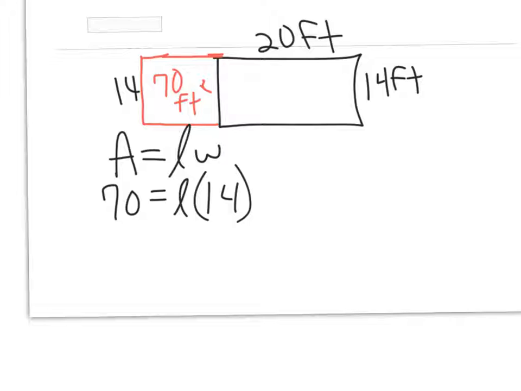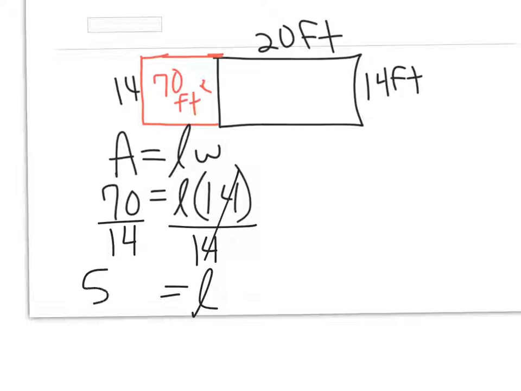Over with the L, what are they doing? Multiplying means we need to divide. So we divide by 14 on both sides. And when you divide that out, you get 5. So that means the length must have been 5.